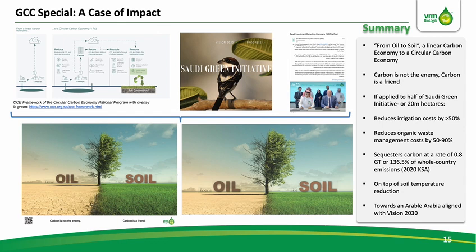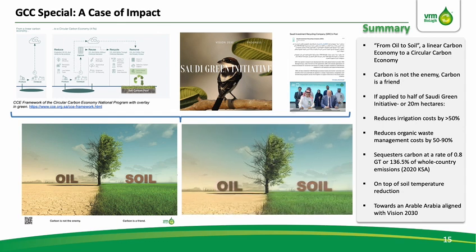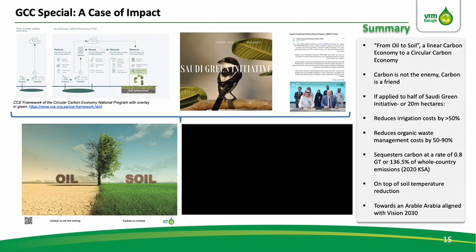So, for less than the cost of the water savings for the project, when applied to say half of the SGI or 20 million hectares, the data thus far is pointing towards a carbon sequestration potential of 136.5% of the entire carbon emissions of Saudi Arabia at 0.8 gigatons per year, decarbonizing atmosphere through the recarbonizing of soils towards an arable Arabia, one where carbon is not the enemy and carbon is a friend.